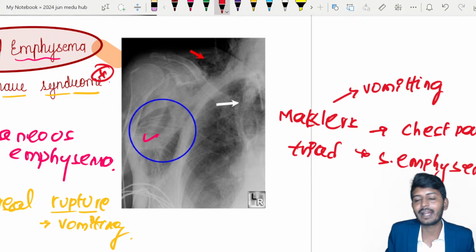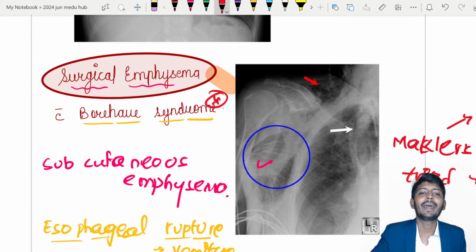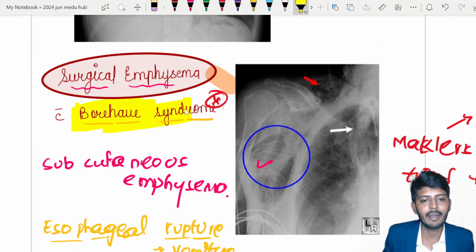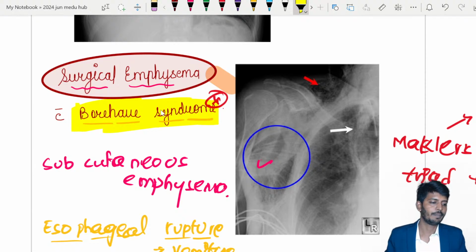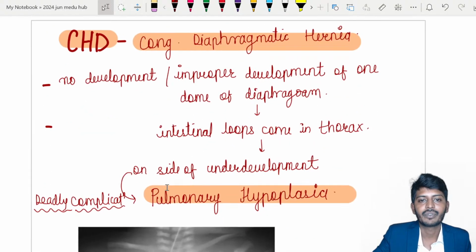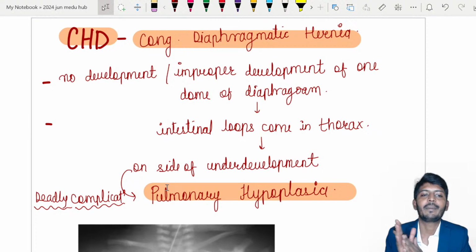So this is your Mackler's triad. It is classically seen with Boerhaave syndrome, and the pathognomonic sign in Boerhaave syndrome is surgical emphysema. Clear? Okay, so let's go to the next important condition, congenital diaphragmatic hernia.